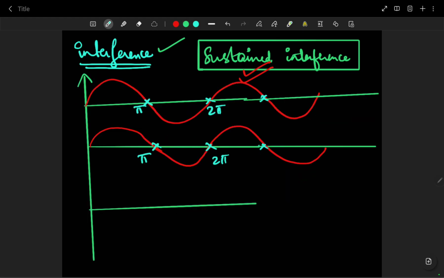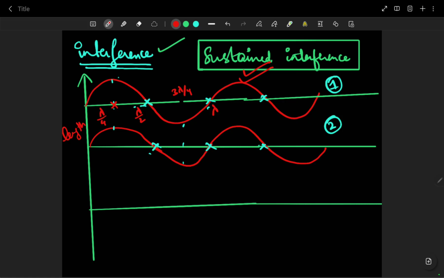So to make it easy, now first waveform and second waveform, they both are in phase, you can see, because both their crests are aligning with their crests and troughs with troughs, right? So I can say that constructive interference is happening over here because crest aligns with crest and trough aligns with trough.